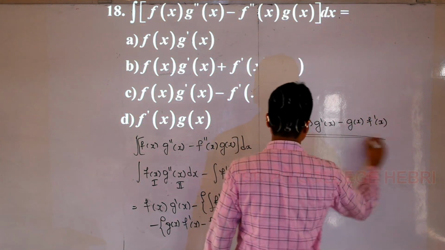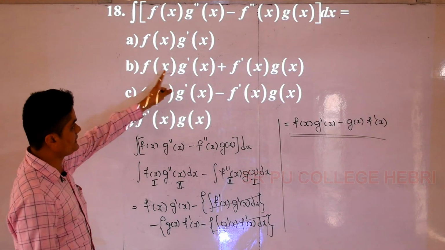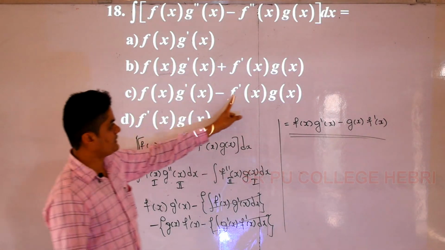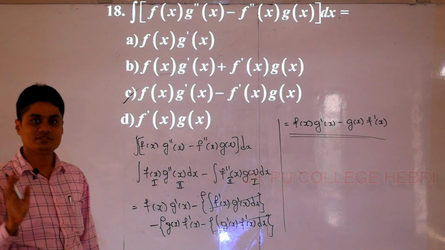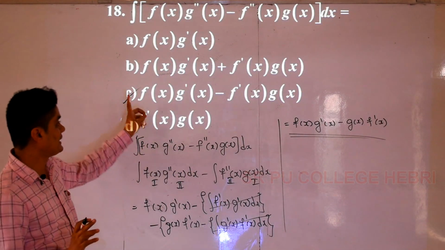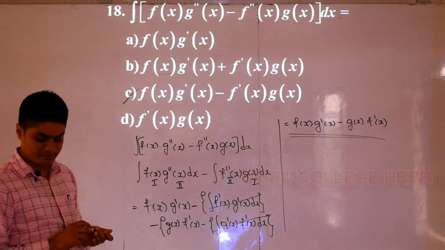Is this answer on the board? Is it in the options? Is the answer there? Check. Which is the right answer? F of x into g dash of x minus f dash of x into g of x. So what is the right answer? Option C. Got it what I am telling? The right answer is option C. Understood? Very good. Next question.